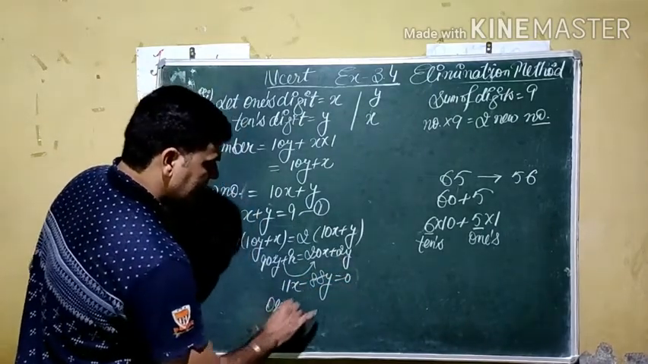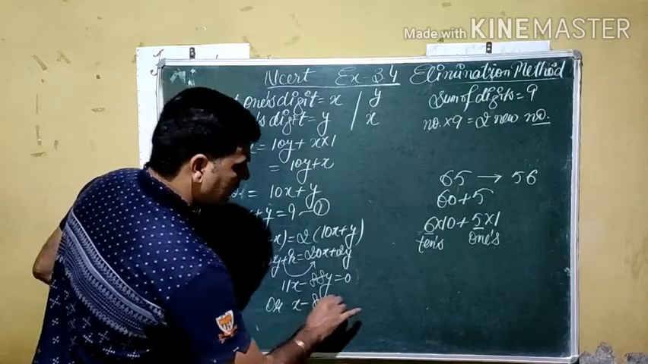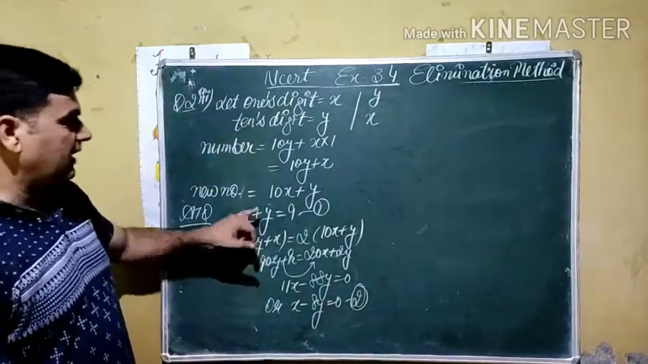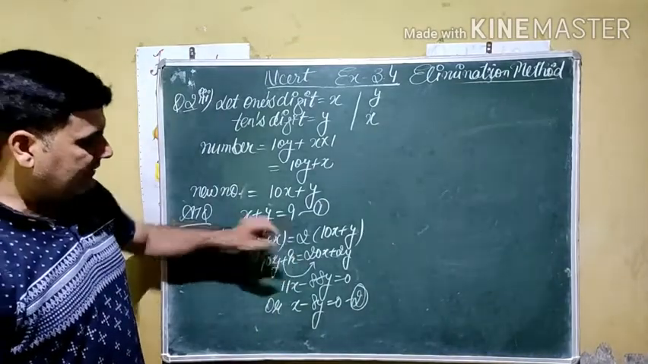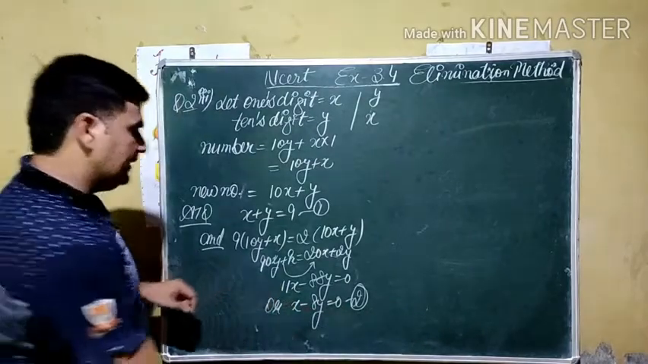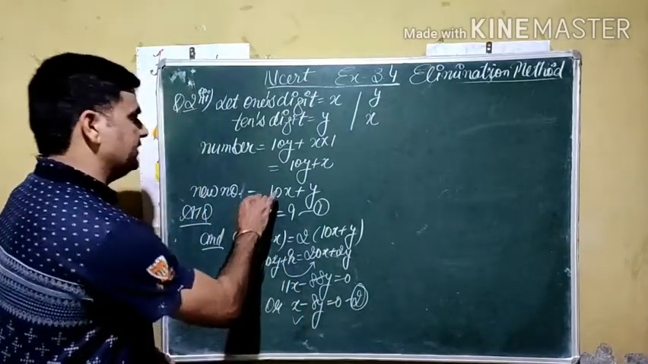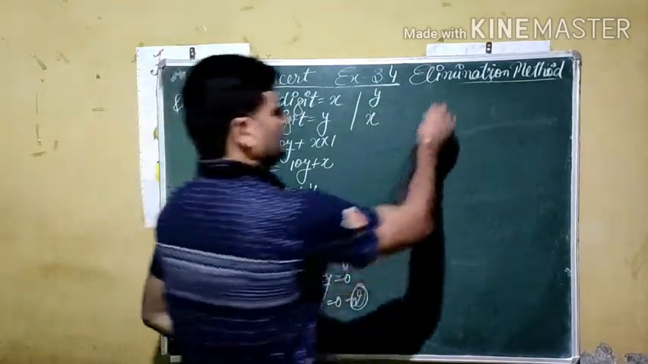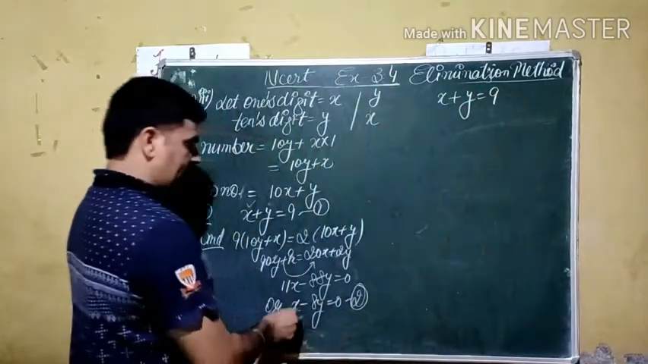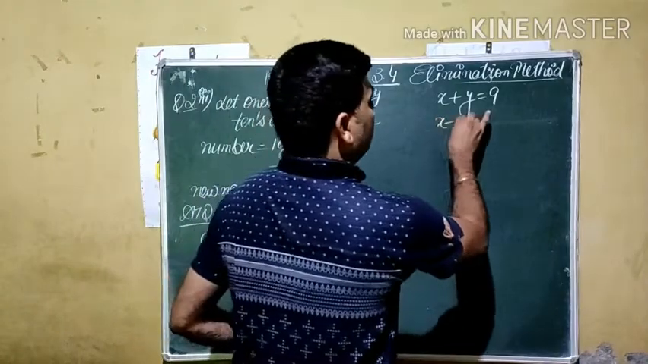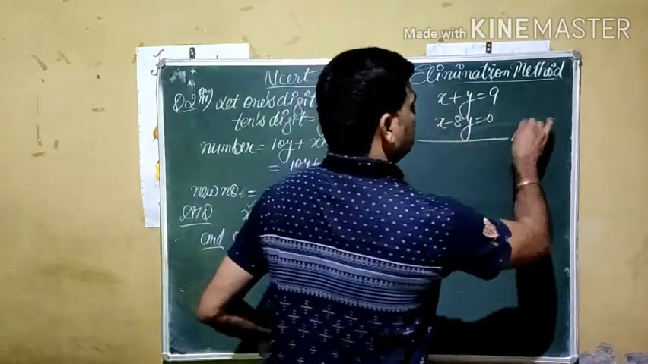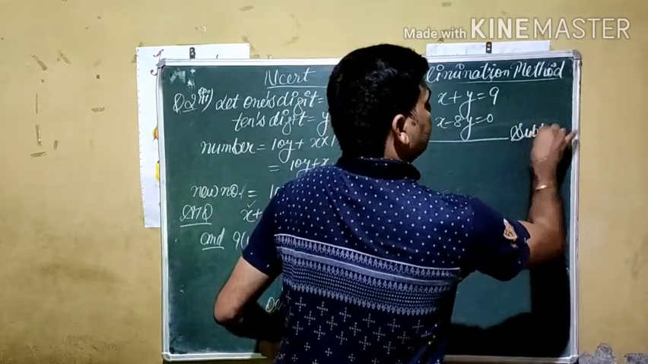So we can write it like this: x minus 8y is equal to 0. Equation number 2. Equation number 1 is given by x plus y is equal to 9. The second equation is given by x minus 8y is equal to 0. If we target x, their coefficients are the same. So we use the first equation, x plus y is equal to 9, and the second equation, x minus 8y is equal to 0. Targeting x, the coefficients are the same with the same sign, so we use the subtraction method here.